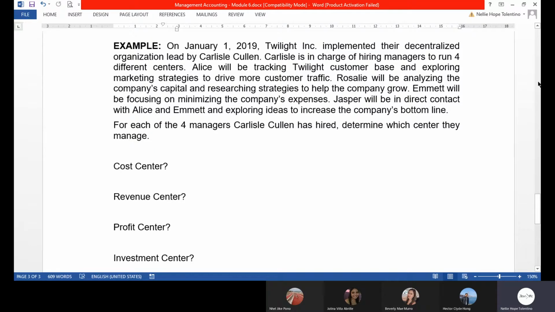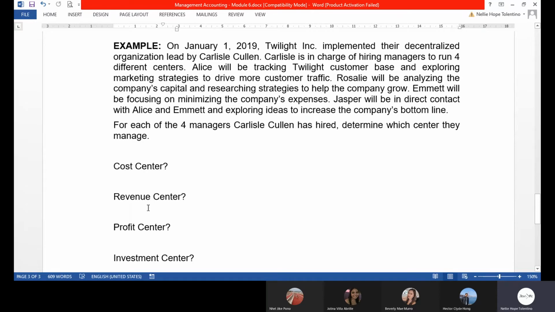Alice will be tracking Twilight customer base and exploring marketing strategies to drive more customer traffic. Rosalie will be analyzing the company's capital and researching strategies to help the company grow. Emmett will be focusing on minimizing the company's expenses, while Jasper will be in direct contact with Alice and Emmett and exploring ideas to increase the company's bottom line. For each of the 4 managers Carlisle Cullen has hired, determine which center they manage.